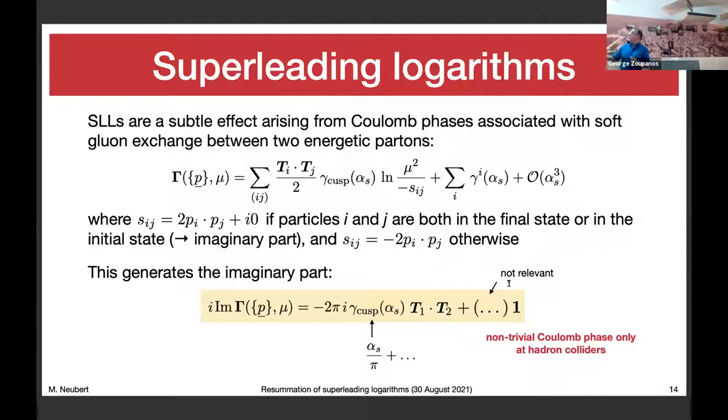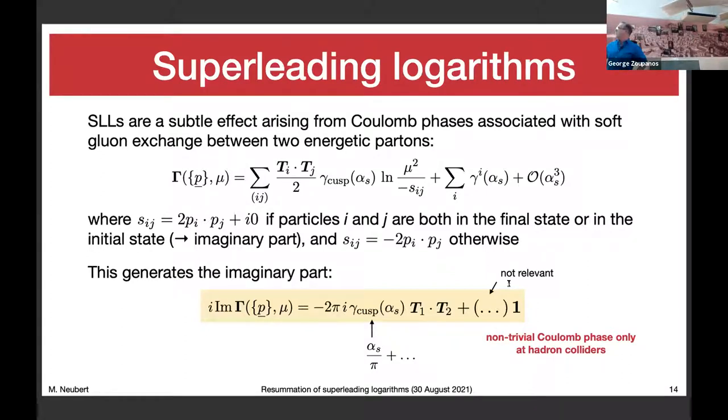And this is the famous soft anomalous dimension that arises when you exchange a soft gluon between two highly energetic partons. For each pair of partons, ij, you get a logarithmic contribution times the cusp anomalous dimension times the product of color generators of parton i and parton j. This is the color space notation. And the argument of the log is mu squared over minus Sij, where Sij is the invariant mass, 2 pi pj.